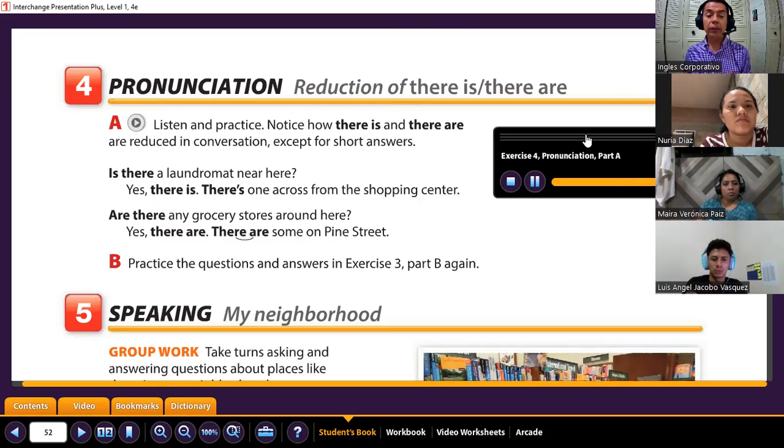Okay, there are some, you know? So in this case, there is and there are reduced in conversation. So you say there's. Normalmente cuando usamos una conversación, el there is, no se dice there is, se dice there's. Y there are, sí, there are. No es como there are, sino que es como un unido. There are. Okay, very good.